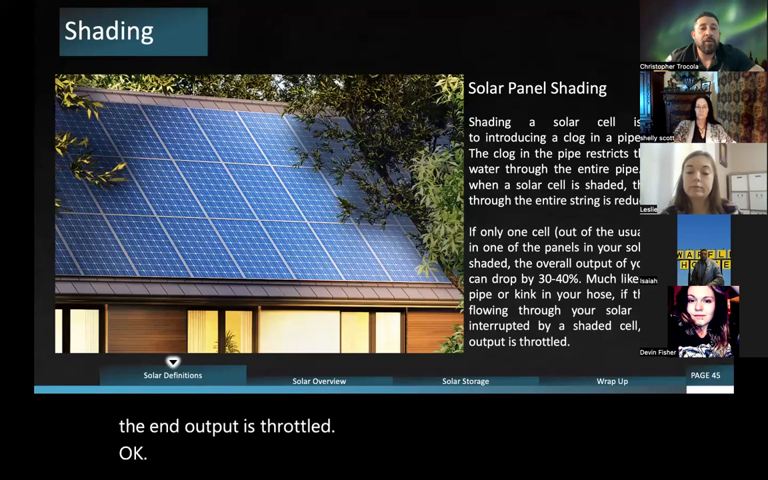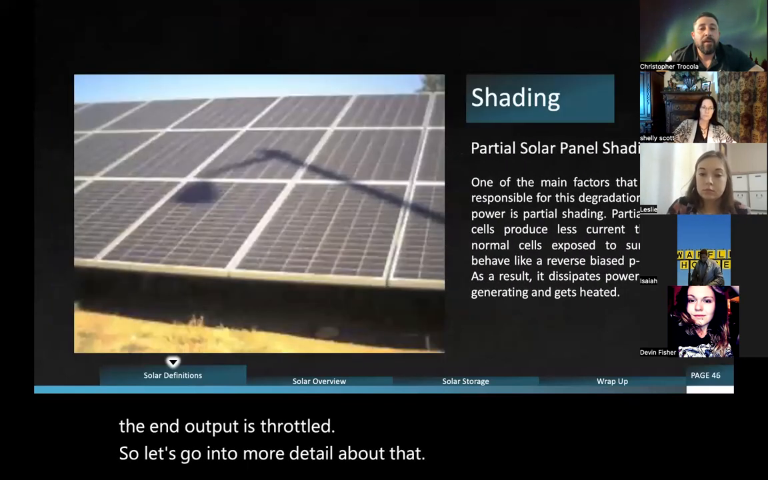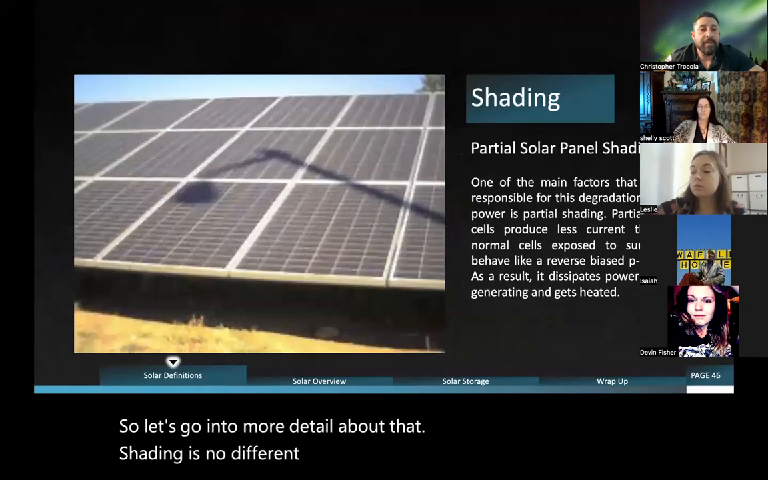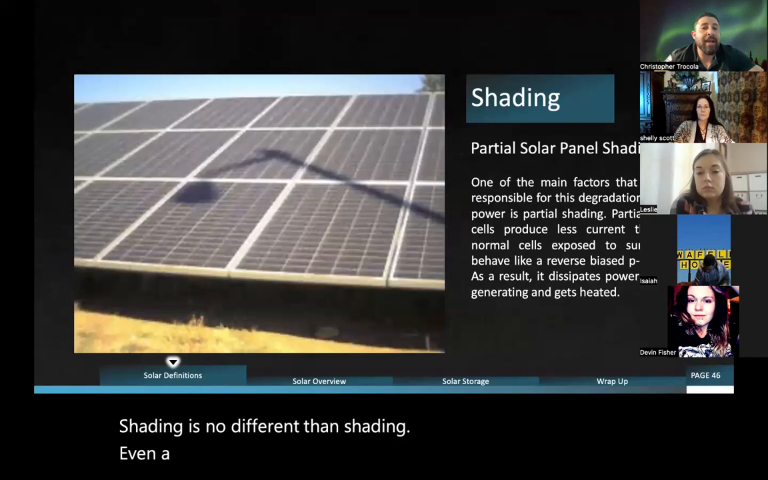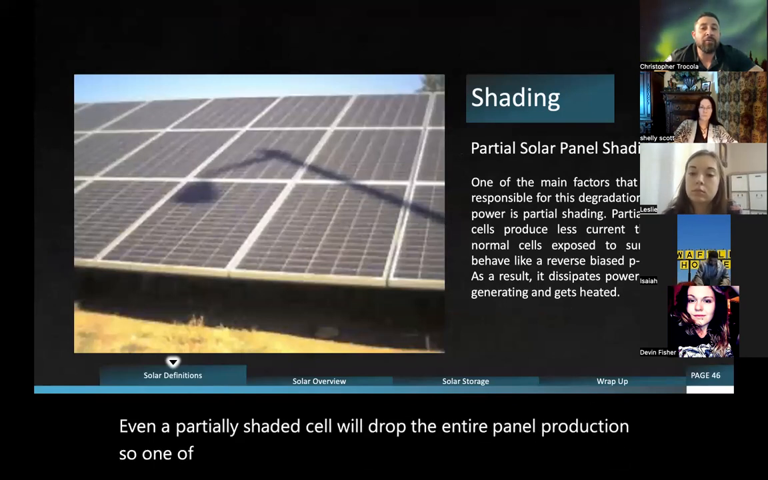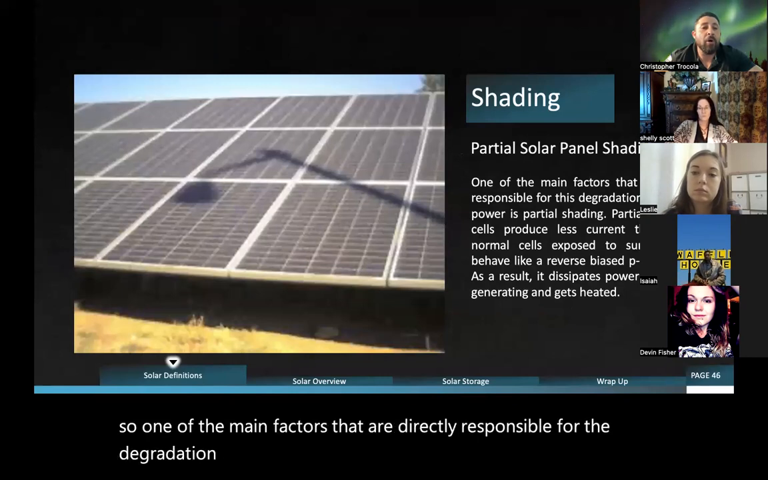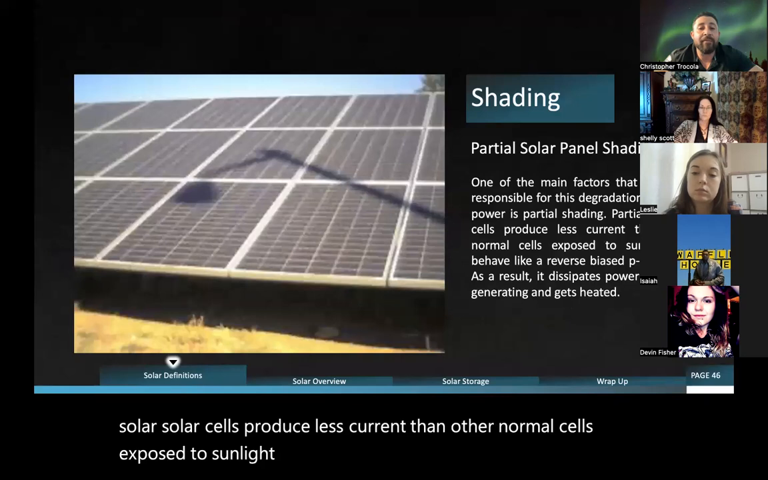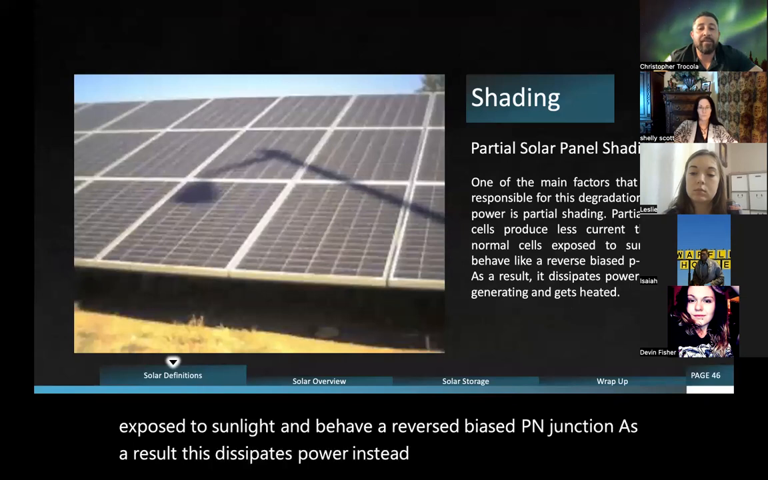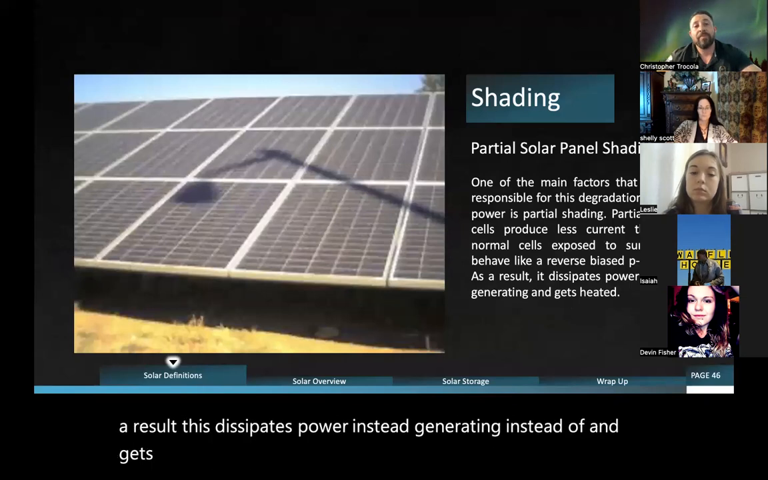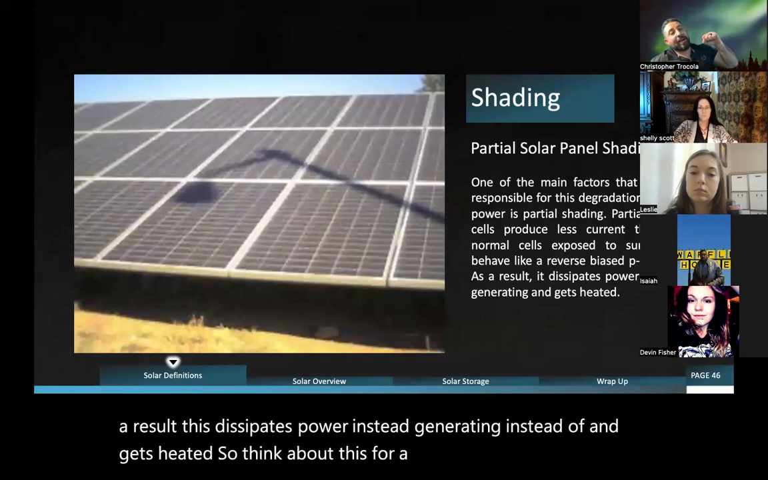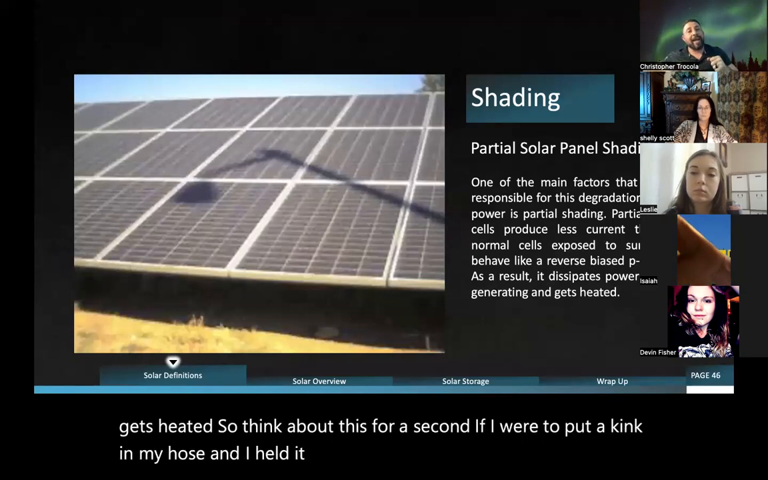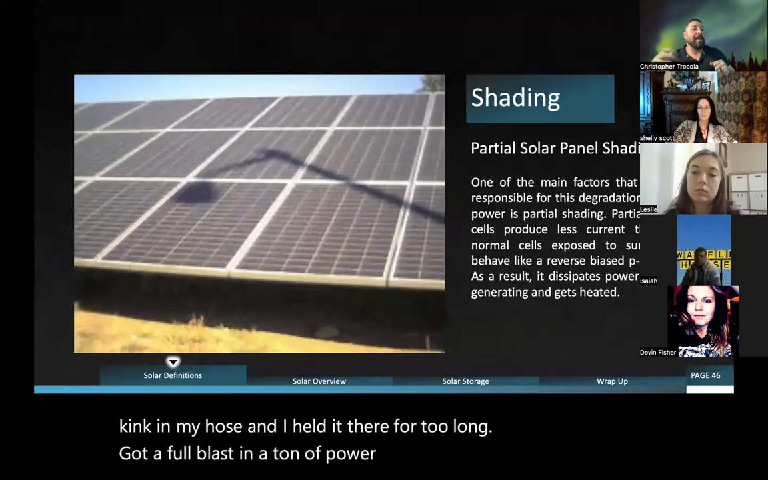Okay, so let's go into more detail about that. Partial shading is no different than shading. Even a partially shaded cell will drop the entire panel production. One of the main factors directly responsible for the degradation of output power is partial shading. Partially shaded solar cells produce less current than other normal cells exposed to sunlight and behave like a reverse-biased PN junction. As a result, this dissipates power instead of generating it and gets heated. So think about this for a second. If I were to put a kink in my hose and held it there for too long, but I had a full blast and a ton of power going through, what could happen to that hose eventually?